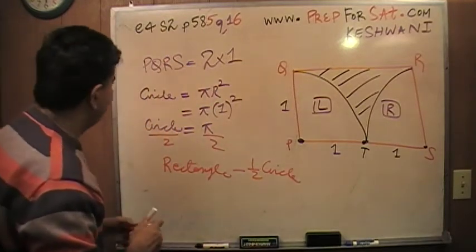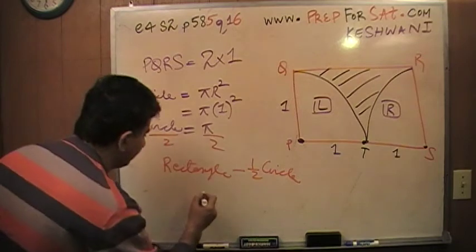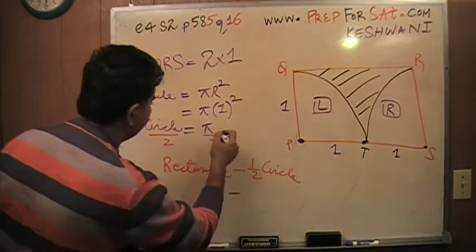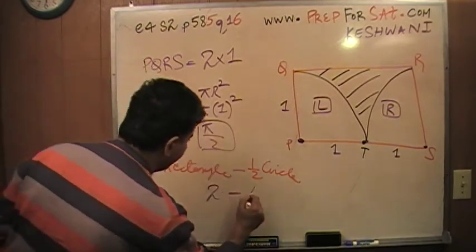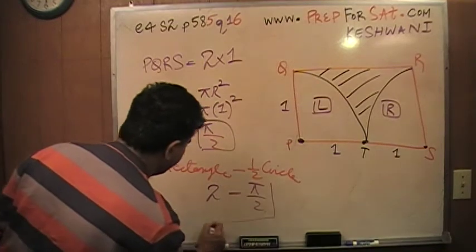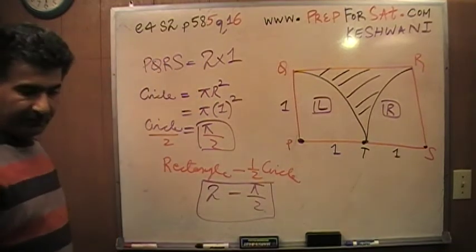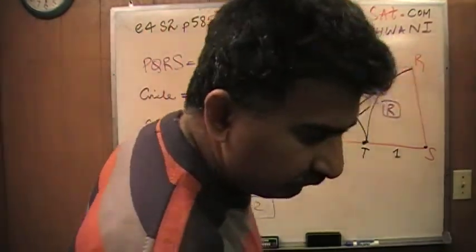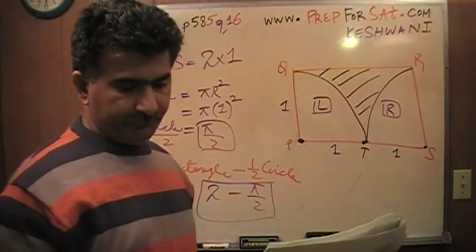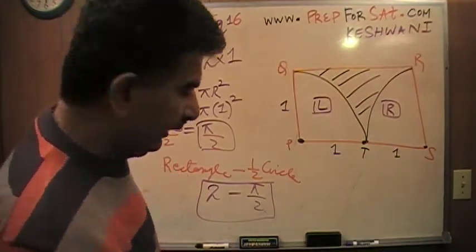So that's it, we are done. It is 2 times 1, which is 2, minus pi over 2. If there is something that agrees with this, something that looks like this, we are done. Oh, what do you know? Lucky you. Your answer choice is B.